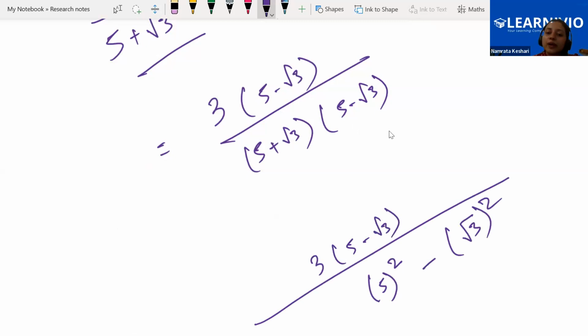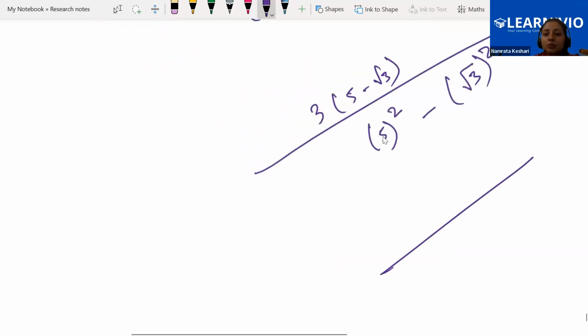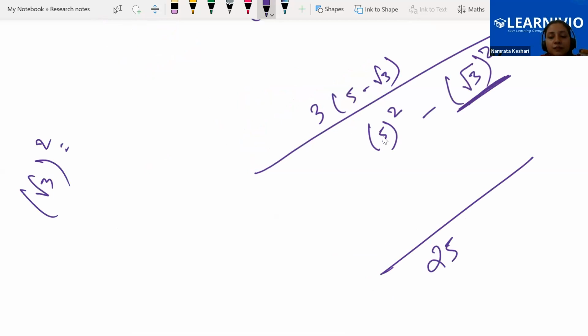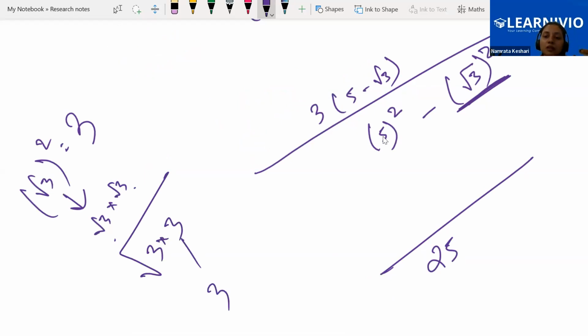Now 5 square is 25. And what is the square of root 3? Root 3 square is just 3. Root 3 square means root 3 into root 3, and both will collaborate together and sit inside one root sign, so only 3 will come up, minus 3. Here you can see how easily we removed the square root sign from the denominator. 25 minus 3 means 22, and the root has come into the numerator.